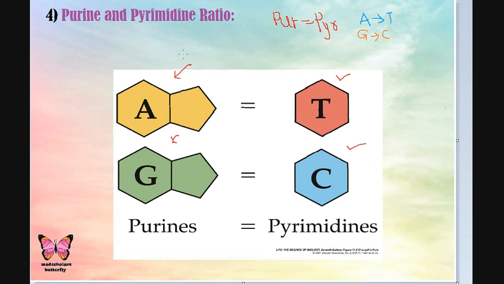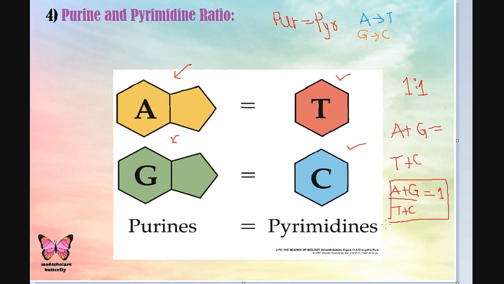The ratio of binding of purines to pyrimidines is exactly 1:1. That means however much adenine and guanine is present, that much thymine and cytosine will be present. So that makes sense, as they are equally present on the strands, and since they are equal, A plus G upon T plus C becomes 1. This ratio is also known as Chargaff's rule.